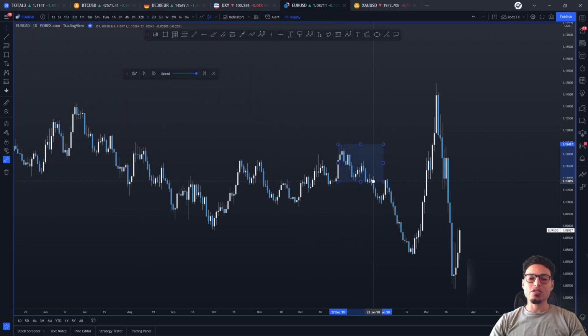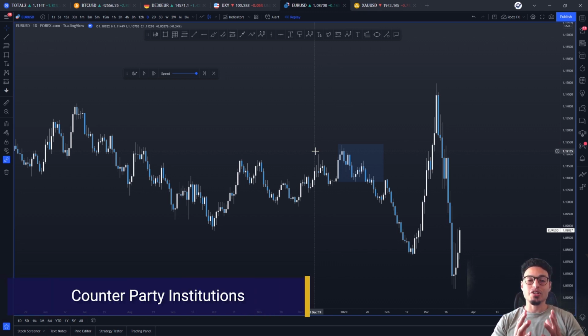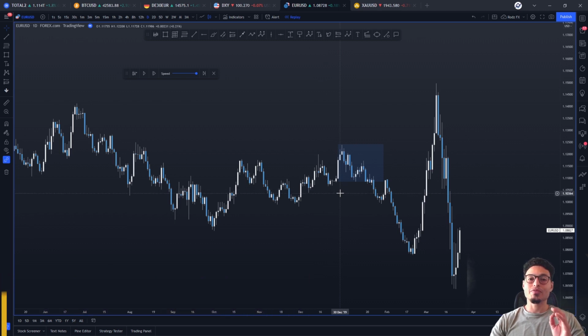The reason why this is so important, especially if you're using smart money concepts, is that institutions are exchanging with each other. There is a counterparty to this much volume. Retail volume is actually quite low. It doesn't necessarily move price, especially in the FX market. The majority of the volume comes from institutions.